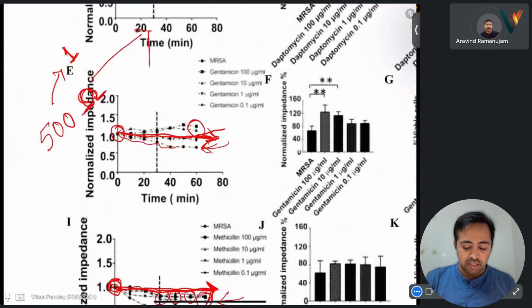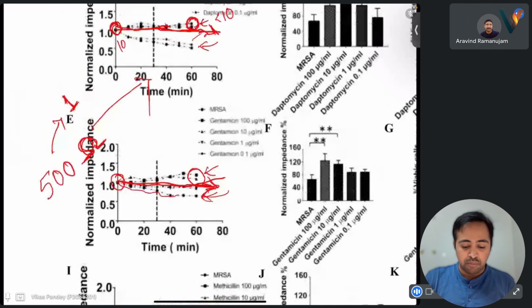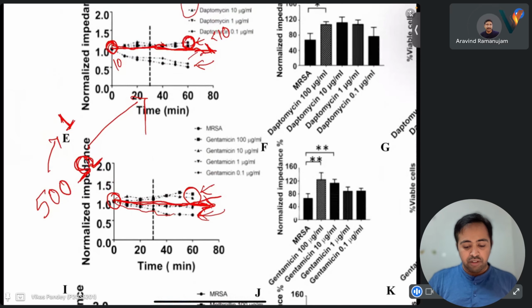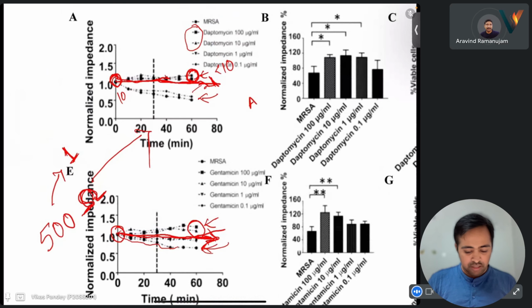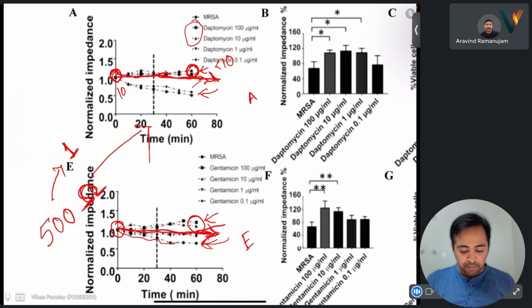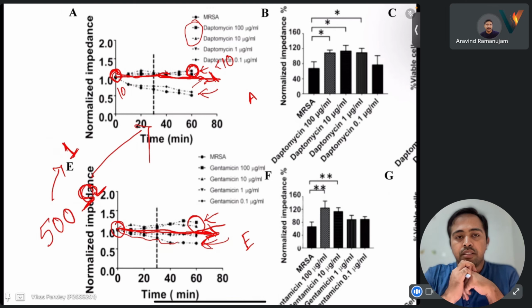Okay. Similarly, in this case, if we compare which one will be more effective, this is A and this is E, right? Out of A and E, which one is more effective? Both of them are above, right? Yes, sir. So which one seems more effective? Dopamycin 100 micrograms per ml.